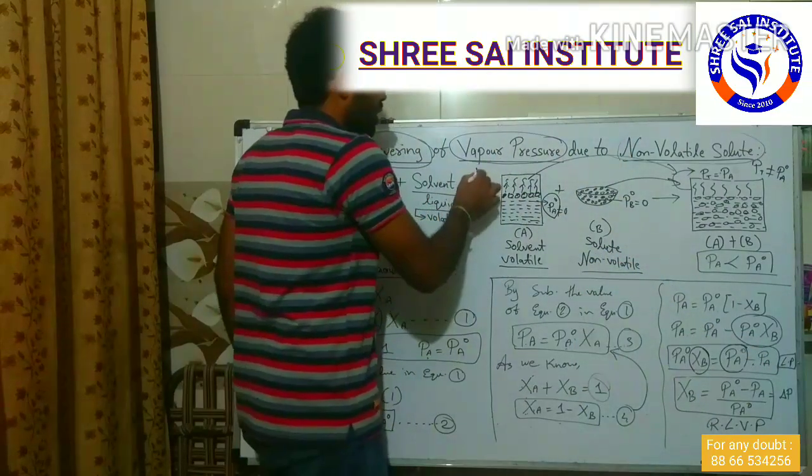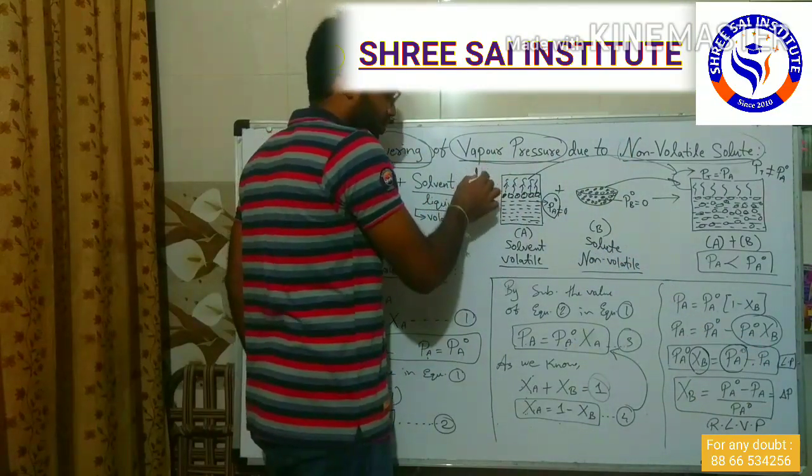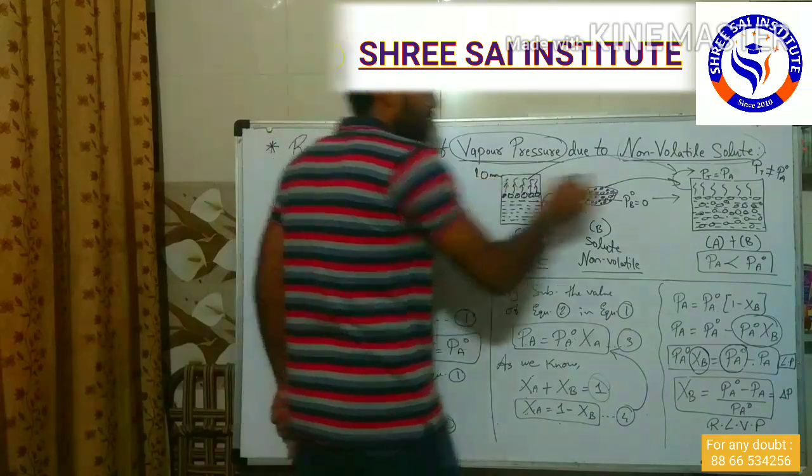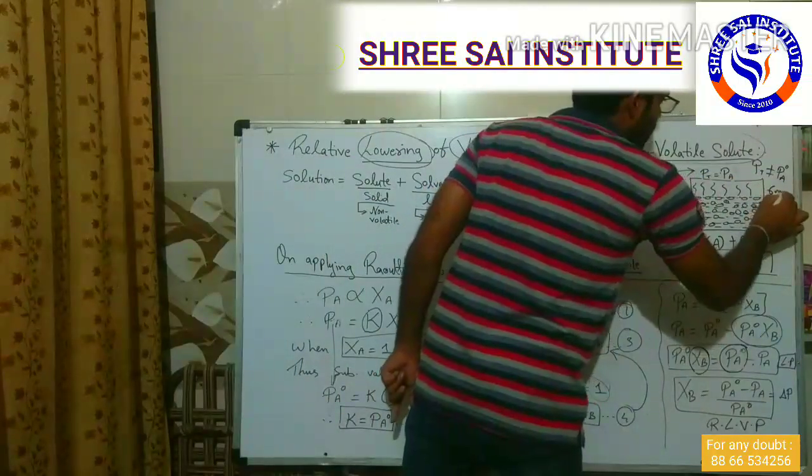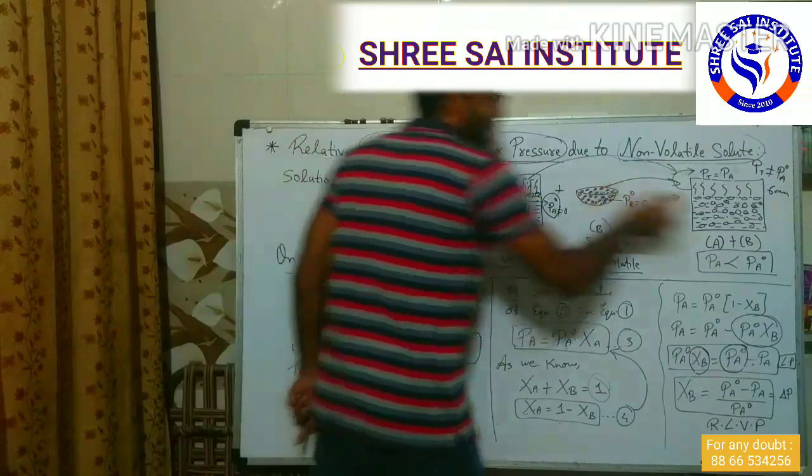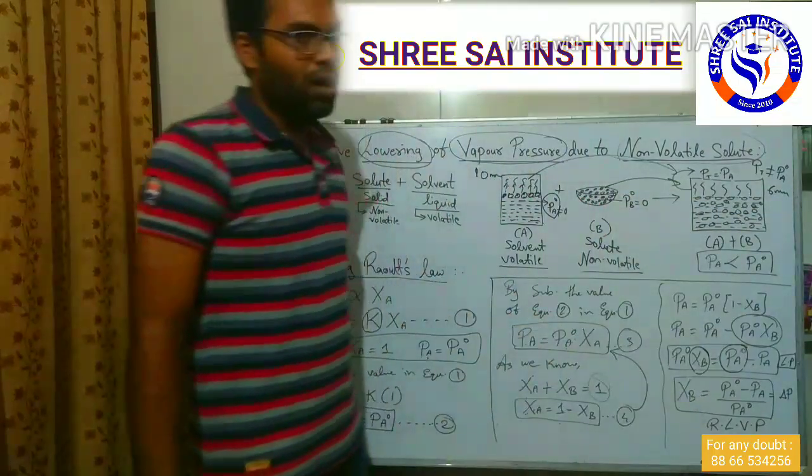Suppose here the vapor pressure is 10 mm, and now it indicates only 6 mm. That means 10 minus 6, so it is somewhat less.